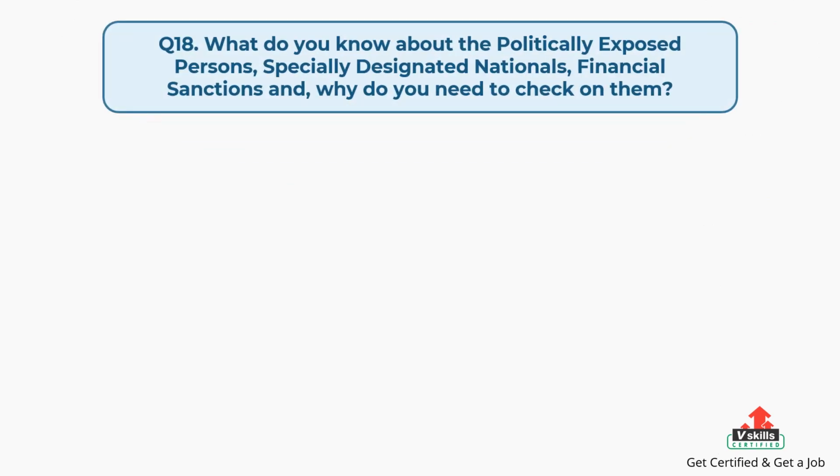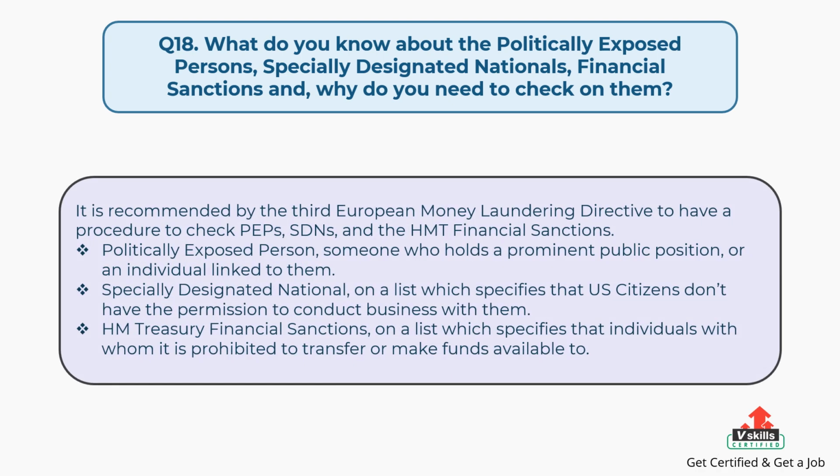Question number 18. What do you know about politically exposed persons, specially designated nationals, and financial sanctions, and why do you need to check on them? The answer is, it is recommended by the Third European Money Laundering Directive to have a procedure to check PEPs, SDNs, and the HMT financial sanctions.